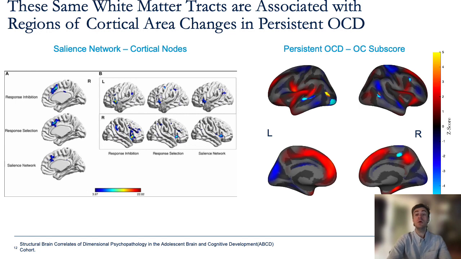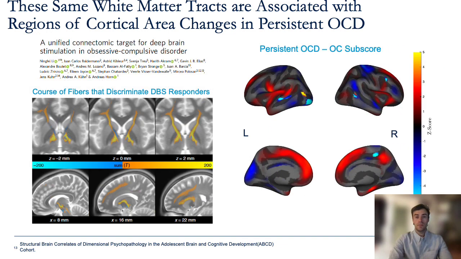As many of you will know, the salience network is a group of functional brain regions that act together and are thought to be involved in response selection and response inhibition, and has been implicated in various forms of psychopathology, including OCD. As you can see from this review from Sarah Peters and colleagues in Toronto, the areas that pop out in our analysis correspond to the cortical nodes of the salience network.